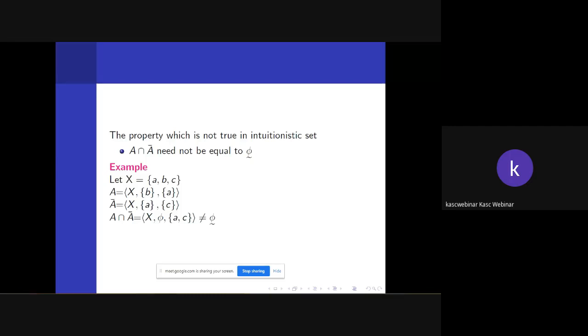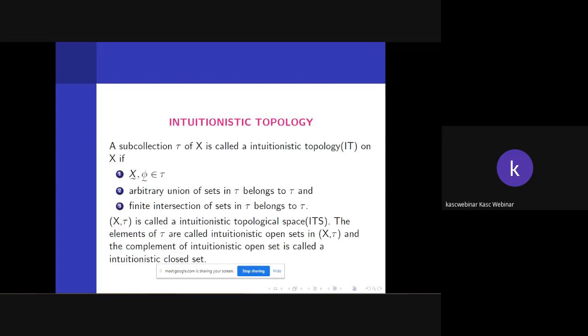A complement is A comma singleton A comma singleton B. You're just interchanging the member and non-member. So X phi, it should be A comma B. So even though whatever it is, it is not equal to null set, because intuitionistic null set is denoted by phi X. So phi should be the member and X should be the non-member, but it is not so here. So it is not true. So A intersection A complement is not equal to null set in intuitionistic set.